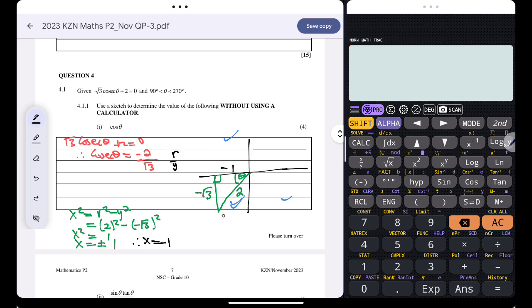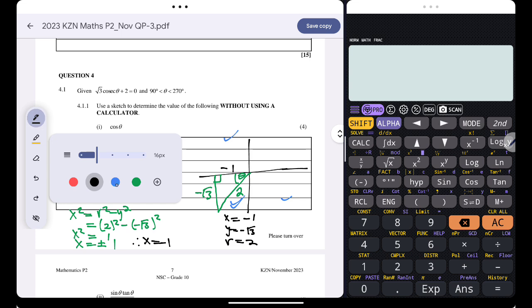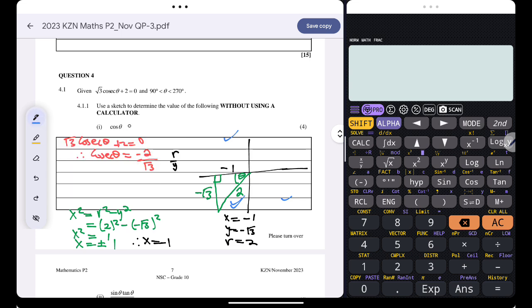Now I know the value of x, y, and r. I can answer any question that I'm given. X is negative 1, y is minus root 3, and then r is 2. I can answer any question at hand. I'm supposed to find the value of cos theta. Cos theta by definition is always opposite, no, rather it's adjacent over the hypotenuse, or x over r. This is minus 1 over 2.